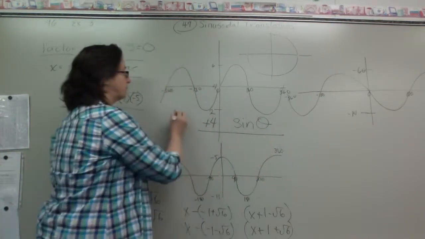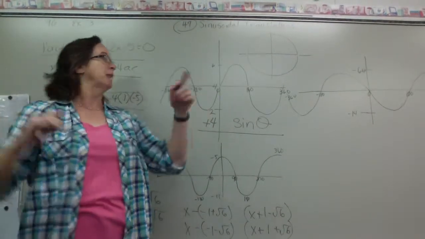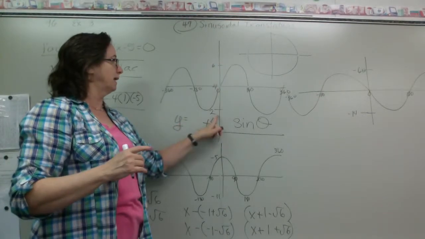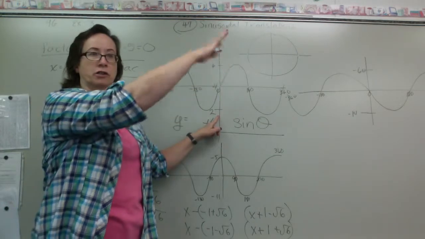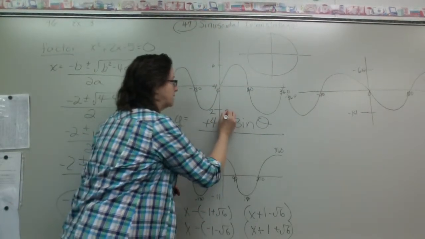Okay, so +4. Why is it +4? That lifts up that baseline, and then how high does it go above that? 2, and then down 2. What was that? The amplitude of the function, how high or how low it goes. So we're going to put +2.